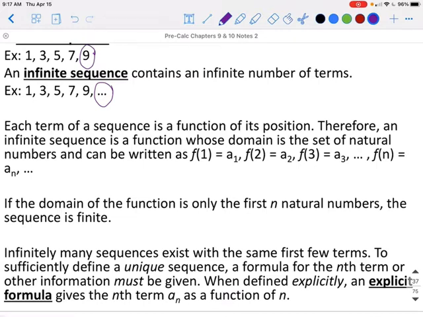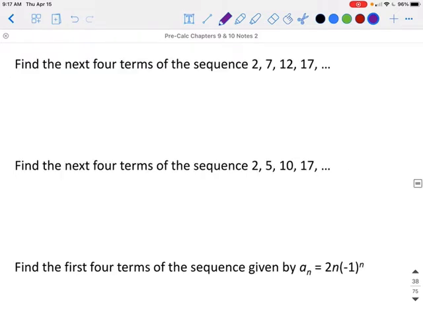When defined explicitly, an explicit formula gives the nth term, a sub n, as a function of n. So we need to find the first 4 terms of the sequence. They give us our sequence and we define the next 4 terms. Now we need to see what's happening.